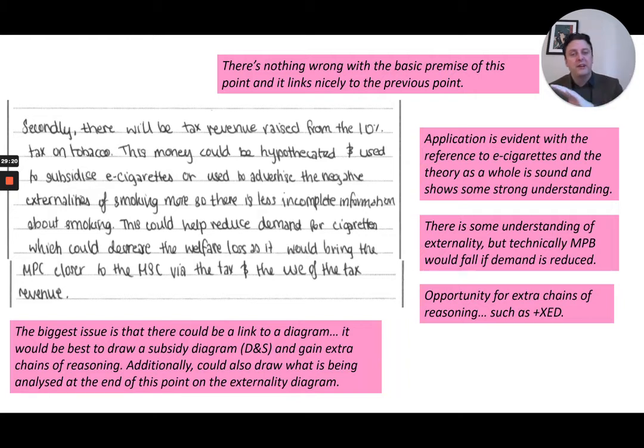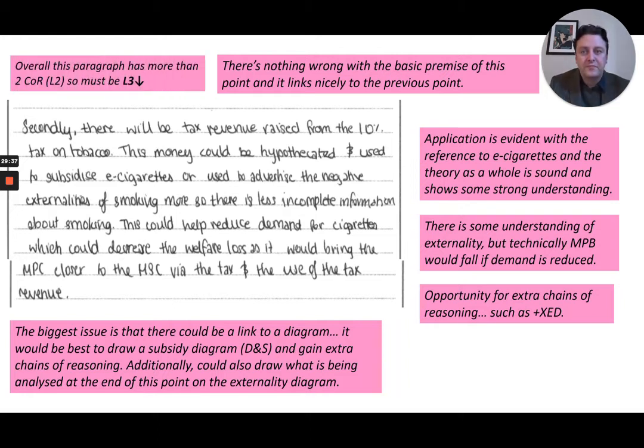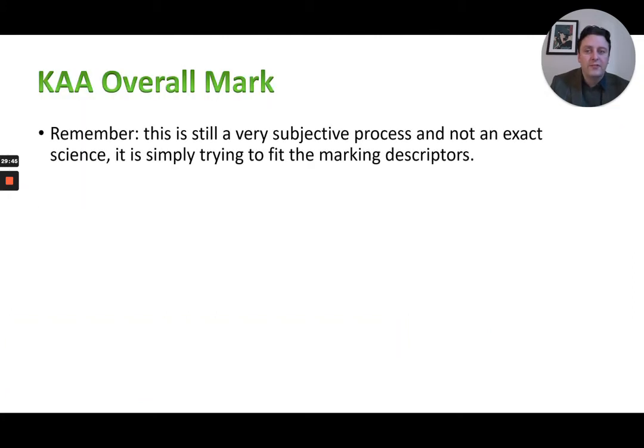So really the key point with this answer is it's fairly strong. The student obviously knows what they're talking about and has some good knowledge of theory. It's just they've made some critical errors with the diagram, and that has brought their marks down. Okay, so it's got more than 2 chains of reasoning, which is good. So it must be a fairly low level 3 mark.